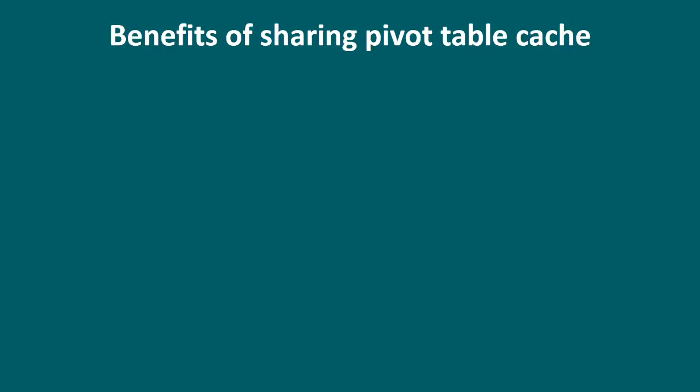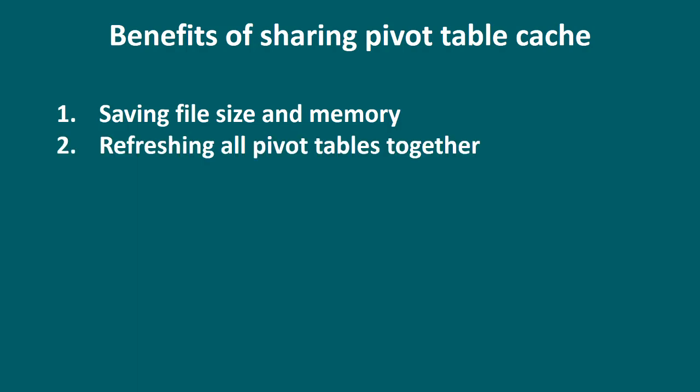Benefits of sharing pivot table cache. In Excel 2016, all pivot tables created from the same source data share the same pivot table cache. The benefits are saving file size and memory. This is a very important benefit of sharing the pivot table cache. Since the same cache is used by all the pivot tables, there is a negligible increase in file size and computer memory usage. Refreshing one pivot table will refresh all the pivot tables using the same pivot table cache, so you don't have to go to each and every pivot table and refresh them individually.